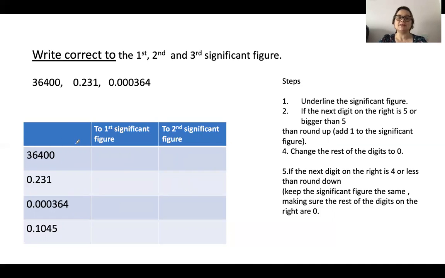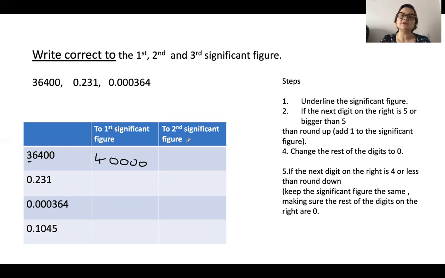Now, how do we find the first significant figure, or how are we going to write correct to the first significant figure? We have the number 36,400. Step number 1 says, underline the significant figure. So it is going to be 3. There is no 0, so it's the first non-zero, no zeros in front, so the 3. And then the second step says, if the next digit is 5 or bigger than 5, then you round up, which means the significant figure becomes a 4. There we go, so write 4 here. And make sure the rest of the digits are 0. So we have 1, 2, 3, 4 zeros we need to add. 1, 2, 3, 4.